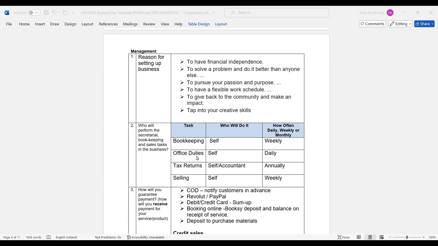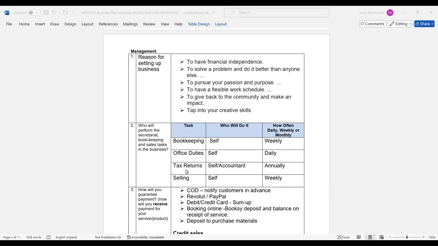The next task is office duties. This would be things like answering the phone, taking inquiries, making appointments, scheduling customer visits, anything of that nature. It comes under the umbrella of office duties. Office duties will need to be completed daily. And once again, who do you plan to do this? I've just put down self in this example.